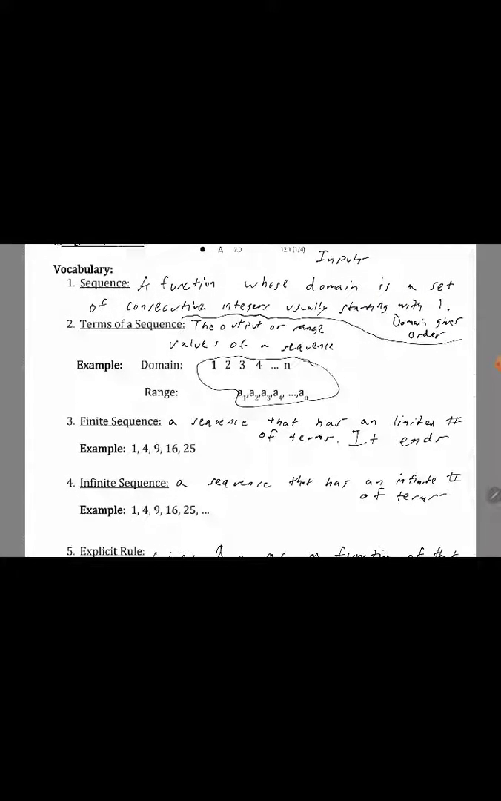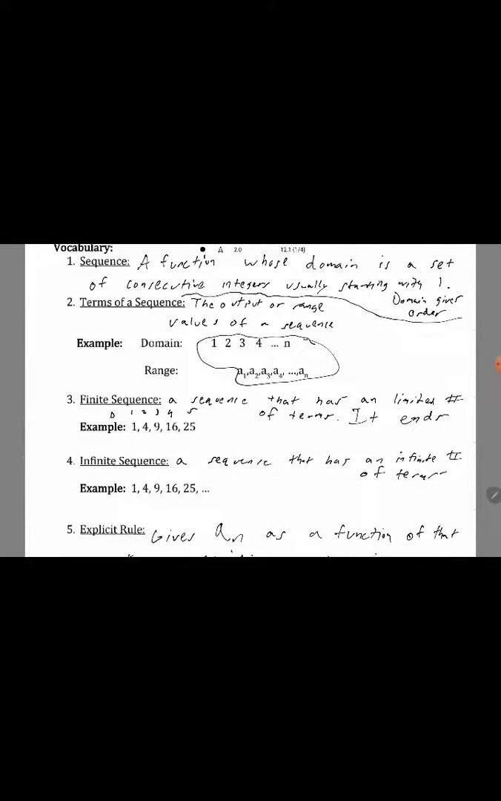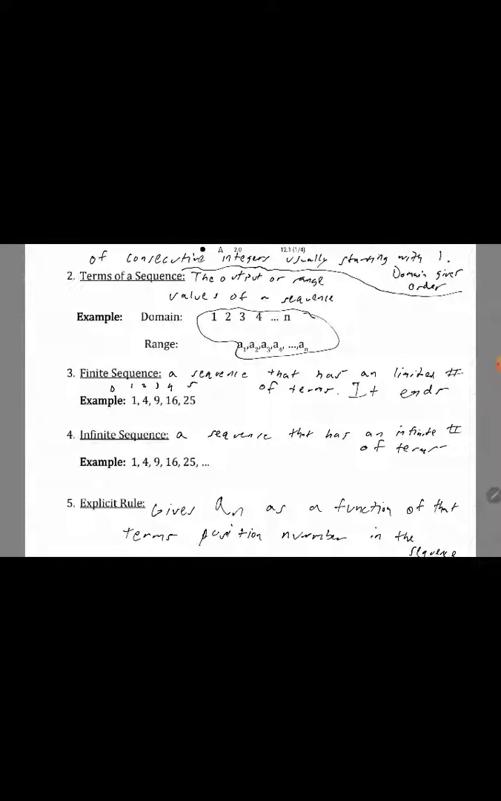So a finite sequence is a sequence that has a limited number of terms. Basically it ends, there's no ... So, for example, 1, 4, 9, 16, 25, it stops at 25, it doesn't go any further. So my domain for this one: this is the first term, second term, third term, fourth term, there's only 5 terms. So your domain would be 1 through 5.